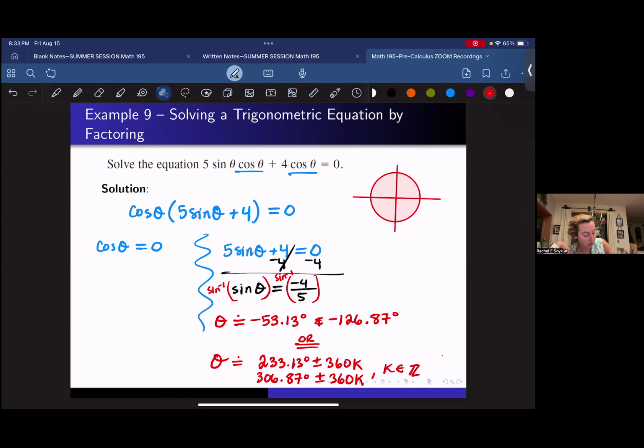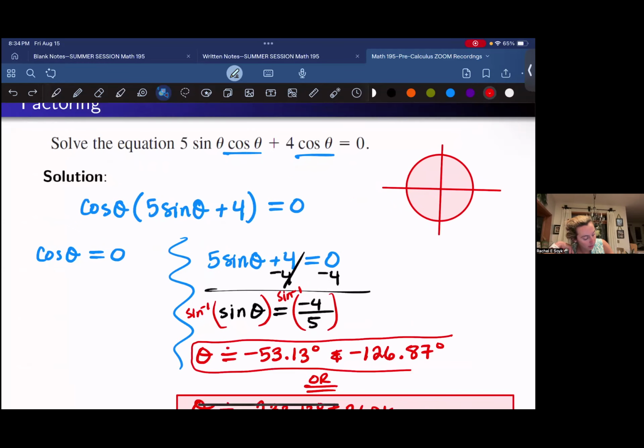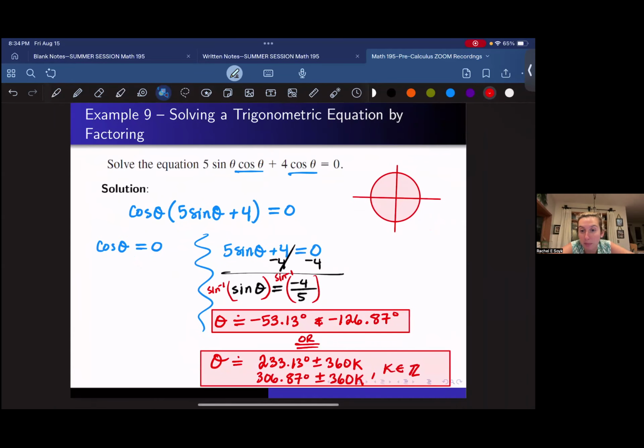I sort of solved the harder one first. I shouldn't say it's harder, it's just a lot weirder numbers we're dealing with. But that makes now that left-hand column a little bit easier. What are our values of cosine? So cosine of 0 is going to be at our 90 degrees and at our 3 pi over 2 on our y-axis. So pi over 2 and 3 pi over 2.